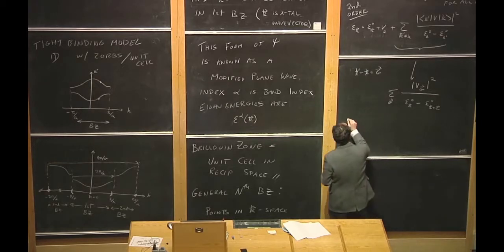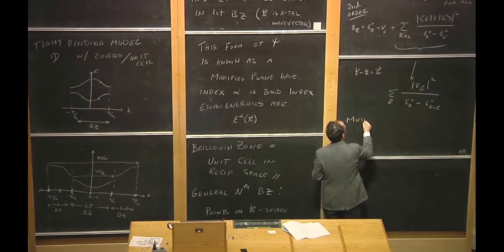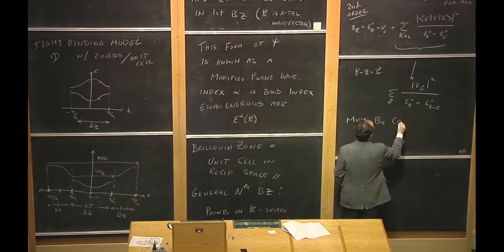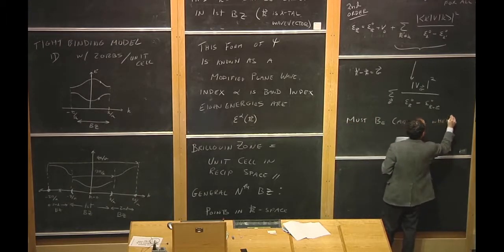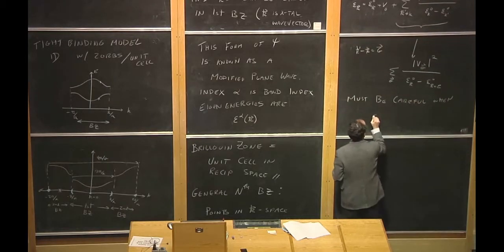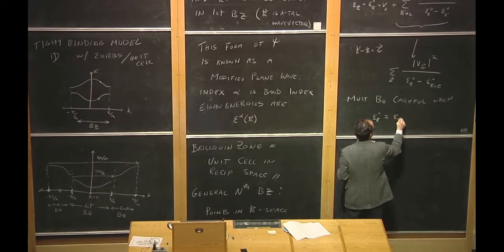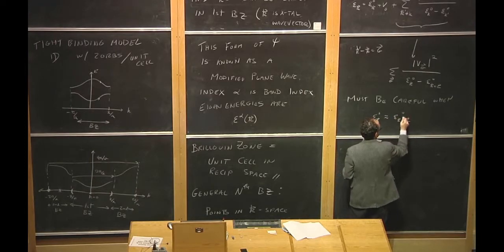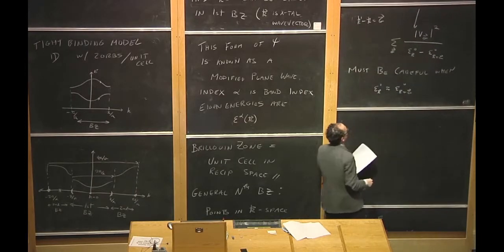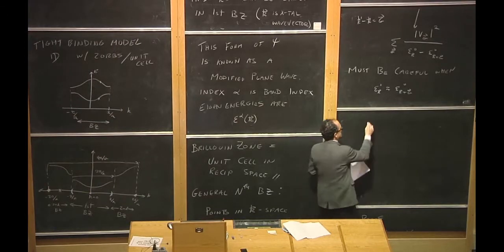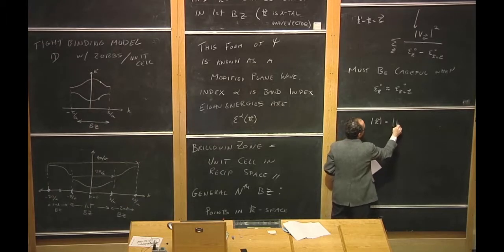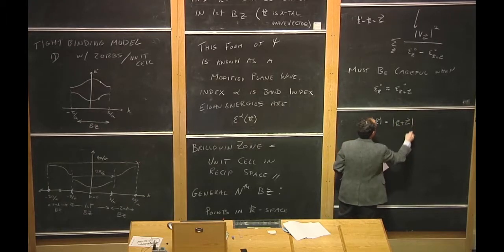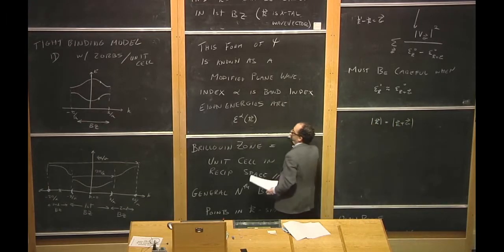So you must be careful when E sub k naught is approximately equal to E sub k plus g naught. Now when does that happen? Well, E sub k is just proportional to k squared, so that will happen when absolute k equals absolute k plus g. Well, where's that?